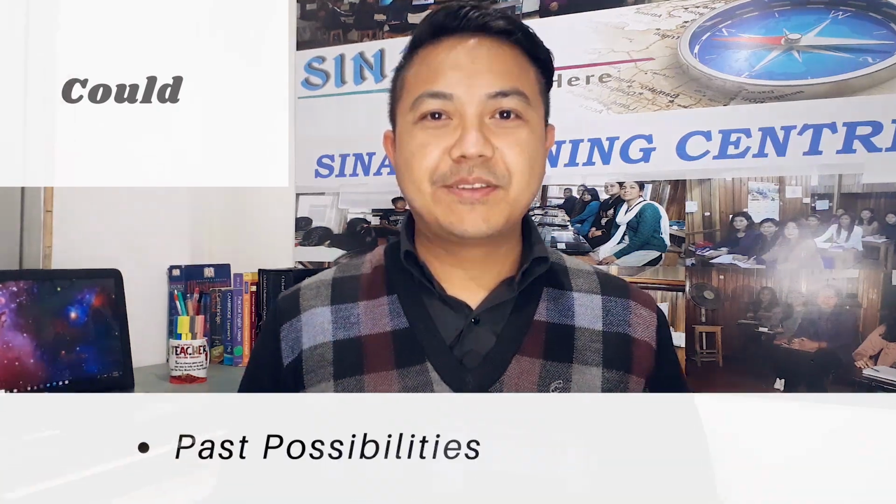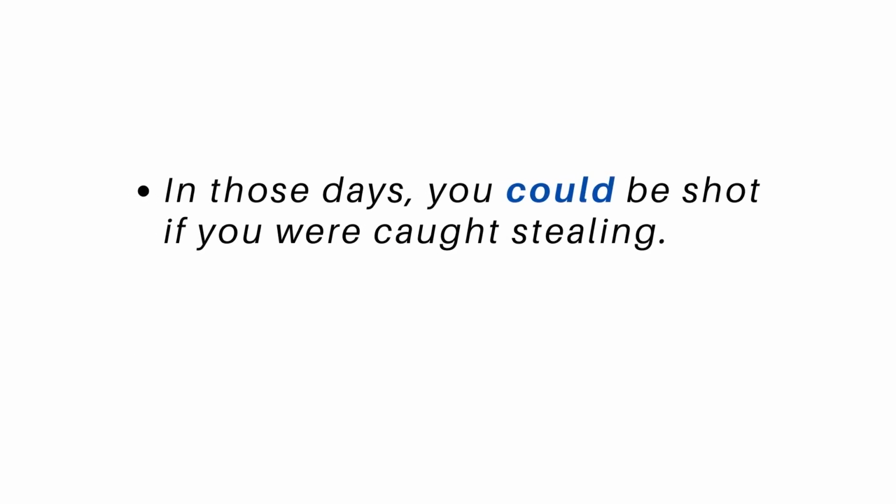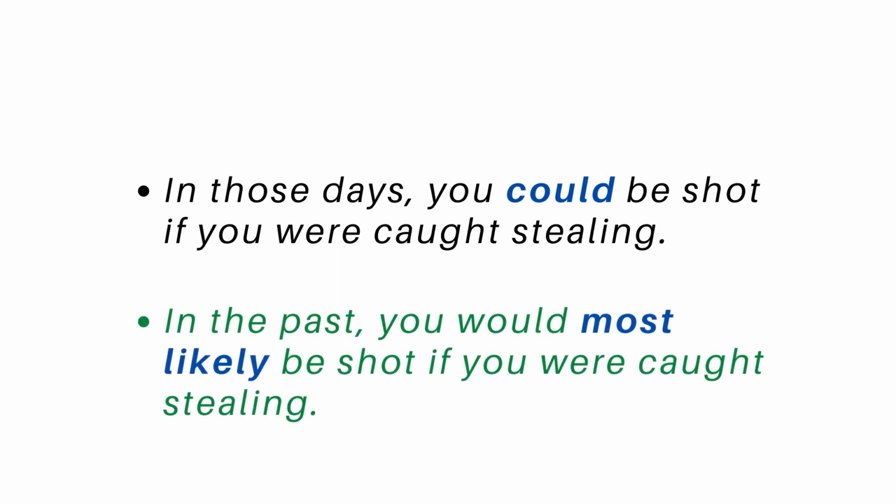Now you must be wondering, how do we use could? Could can be used for past possibilities. For example, he could be in the library. In this sentence, I can also use might instead of could. In those days, you could be shot if you are caught stealing. It means that in the past, you would most likely be shot if you were caught stealing.